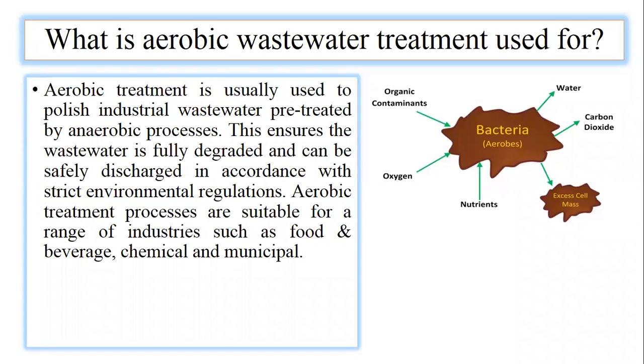What is aerobic wastewater treatment used for? Aerobic treatment is usually used to polish industrial wastewater pre-treated by anaerobic process. This ensures wastewater is fully degraded and can be safely discharged in accordance with strict environmental regulations. Aerobic treatment processes are suitable for a range of industries such as food, beverage, chemical, and municipal.